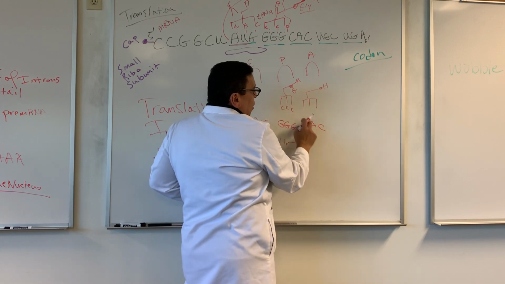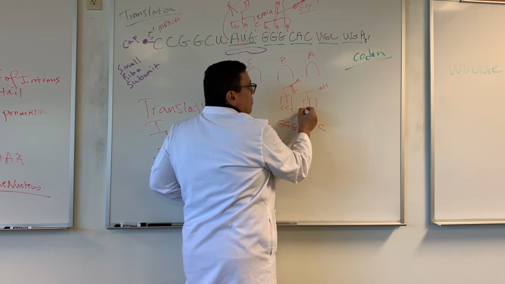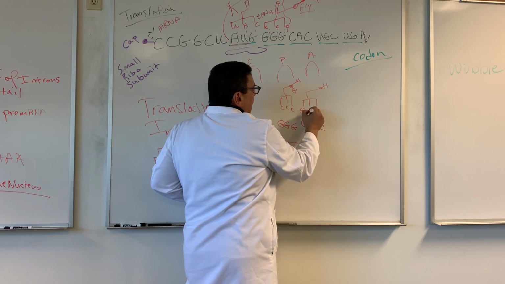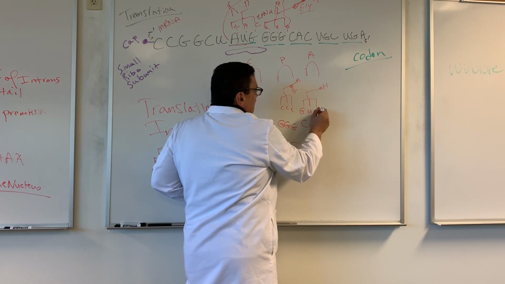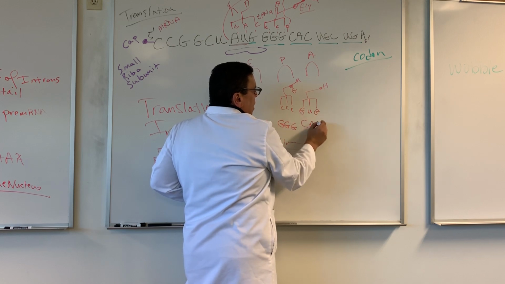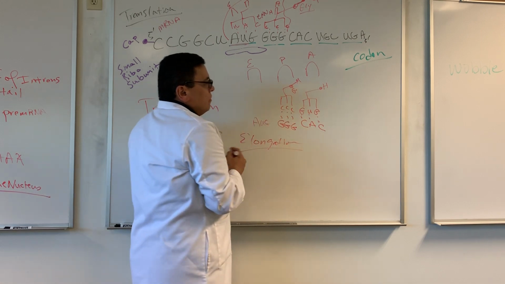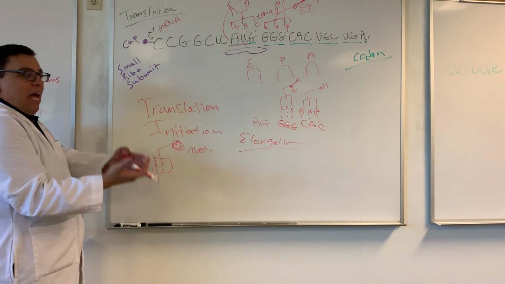But what's the anticodon? What's complementary to C? G. What's complementary to A? What's complementary to C? Good. How are these binding? Hydrogen bonding. You see that? And it's going to repeat again.